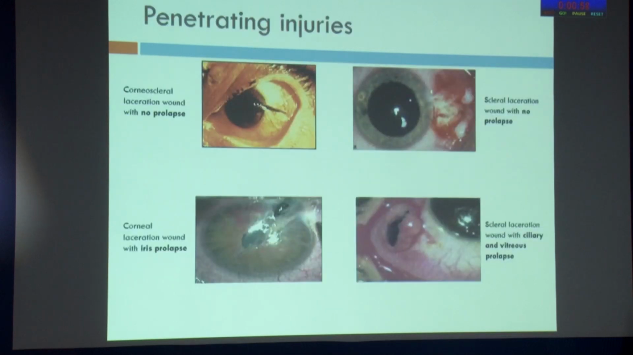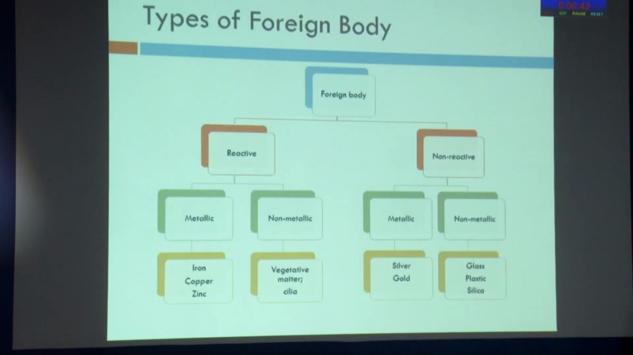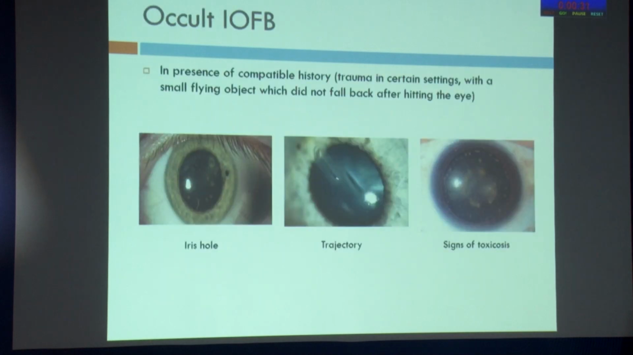Penetrating injuries could either be corneoscleral without any prolapse, scleral without any prolapse, a corneal laceration with iris prolapse, or a scleral laceration with ciliary or vitreous prolapse. Intraocular foreign bodies could be either reactive or non-reactive. Further they are divided as metallic and non-metallic, and metallic ones are iron and copper, which are more commonly seen and could lead to siderosis. So it is also important to rule out occult intraocular foreign bodies and look at the signs of occult intraocular foreign bodies.